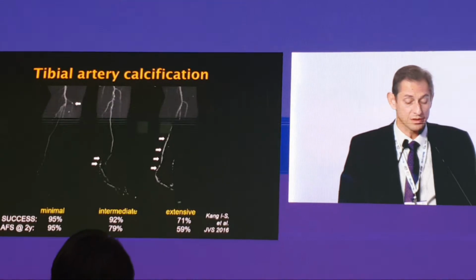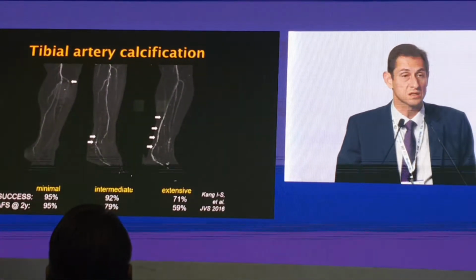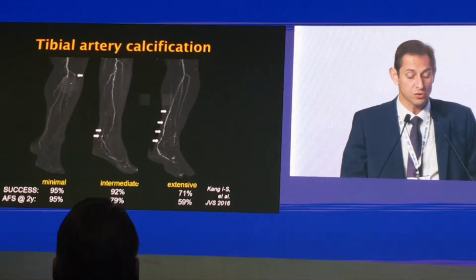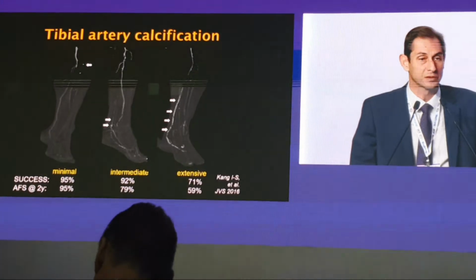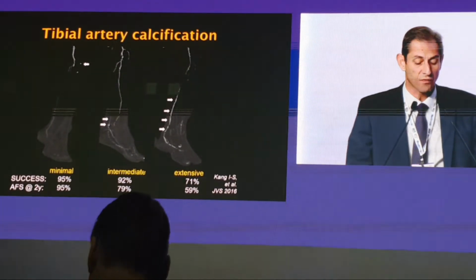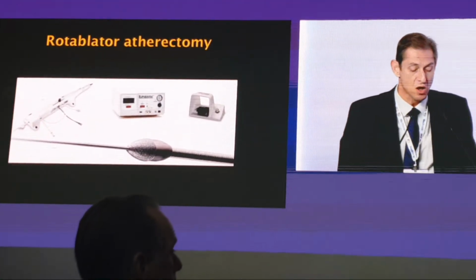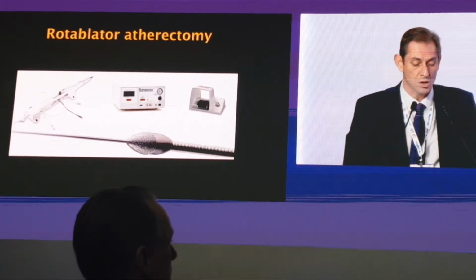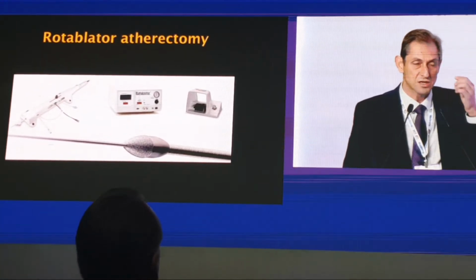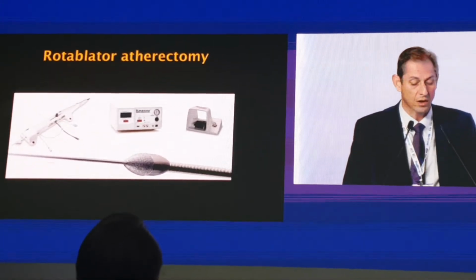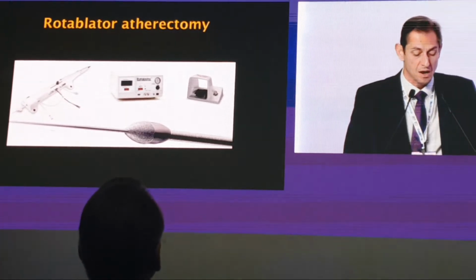For example, in tibial artery calcifications, you see how the rates of success and the rates of amputation-free survival drop significantly when the extent of tibial artery calcification increases. And of course, that has a lot to do with the immediate clinical success of our procedures. So what do we consider using in the below-the-knee setting? I think the rotational devices with those grinding effects, like orbital atherectomy. I practice rotational atherectomy in my lab.